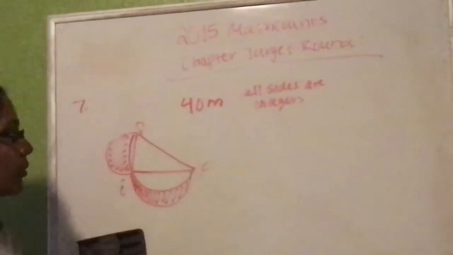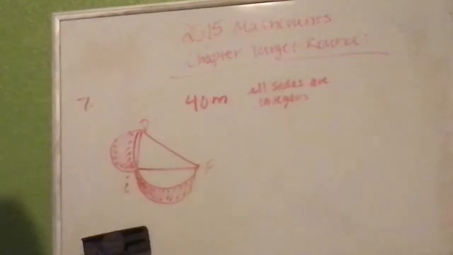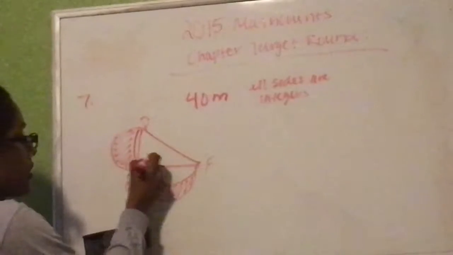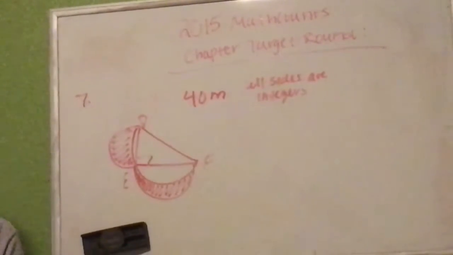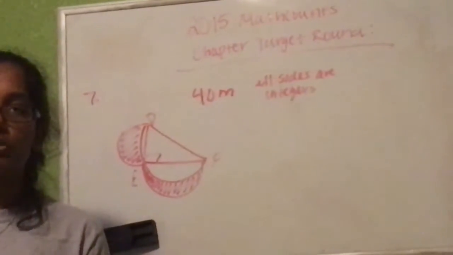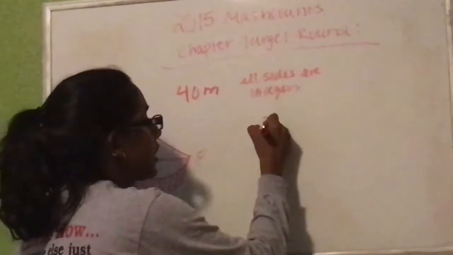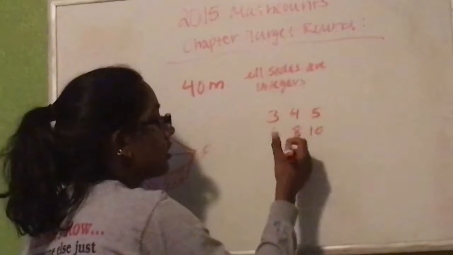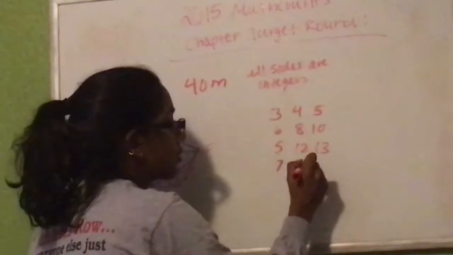So first thing that we are going to do is find the side lengths for this triangle. Because we know that all the side lengths are integers, and we know that this is a right triangle, and the perimeter is 40 meters, we are going to start by finding our perfect Pythagorean triples that add up to 40. So I'm going to start with 3, 4, 5, 6, 8, 10, 5, 12, 13, 7, 24, 25, 8, 15, 17.